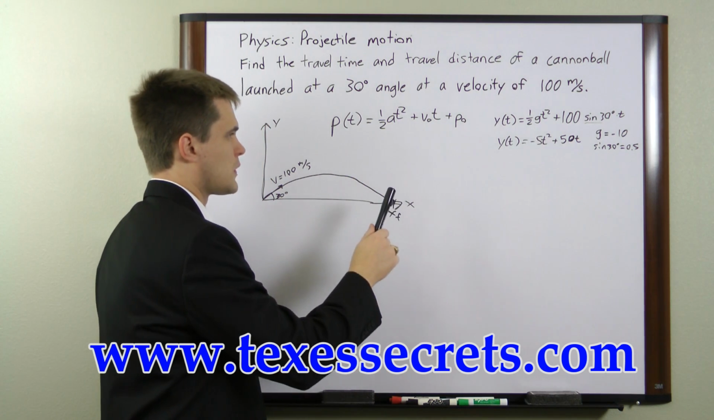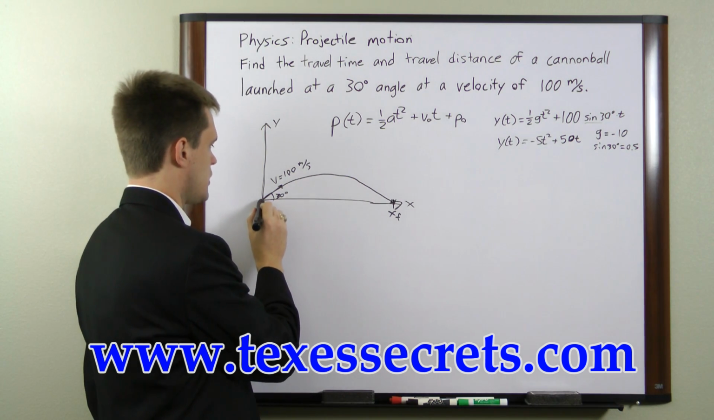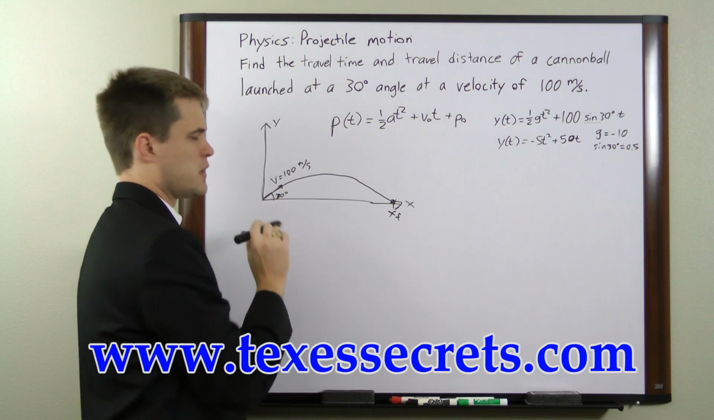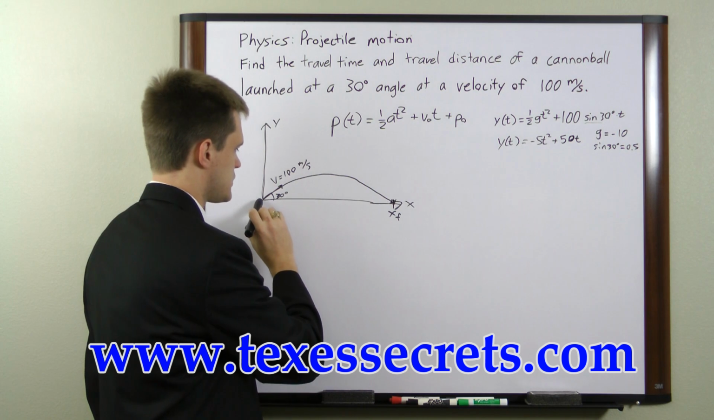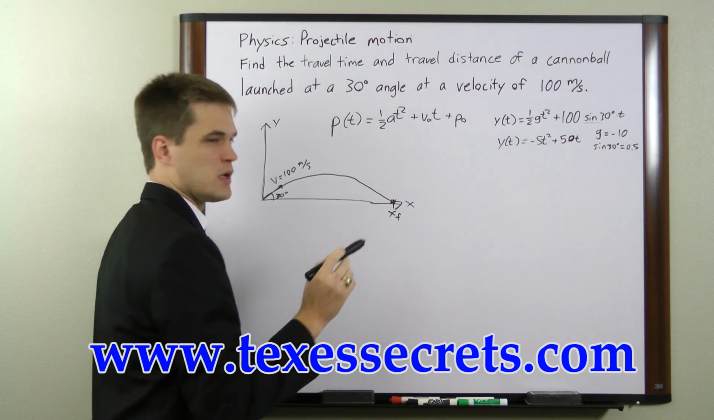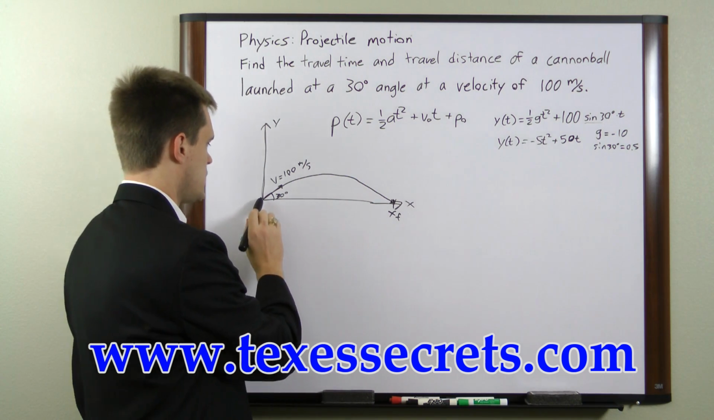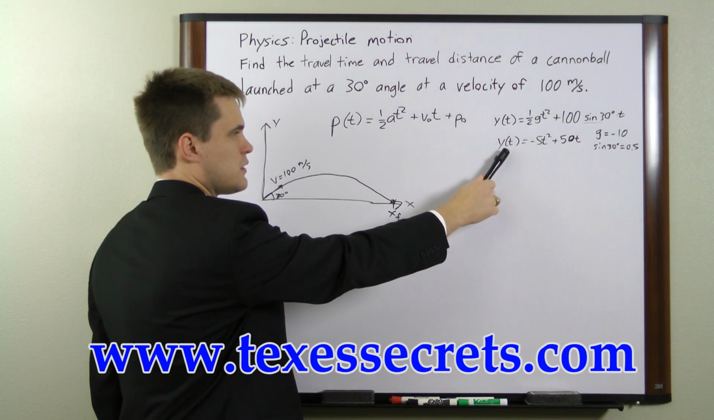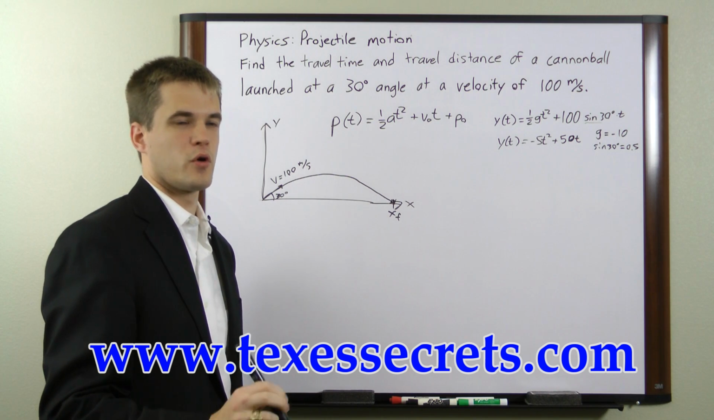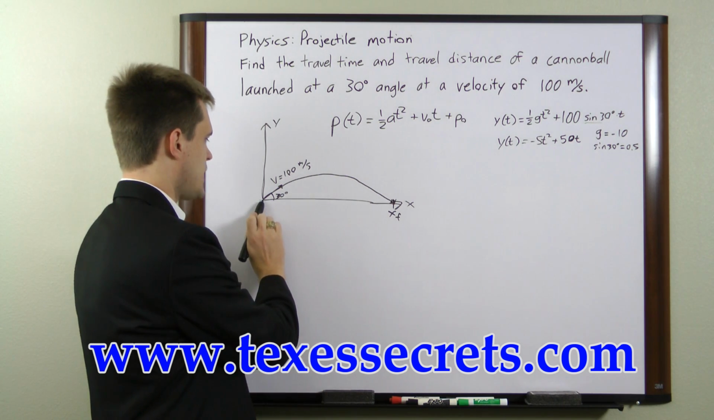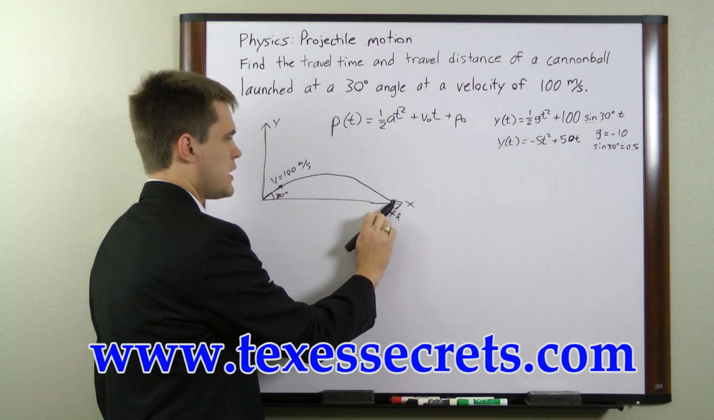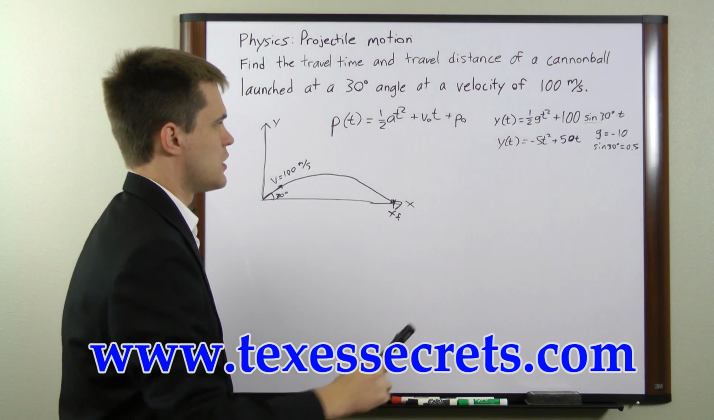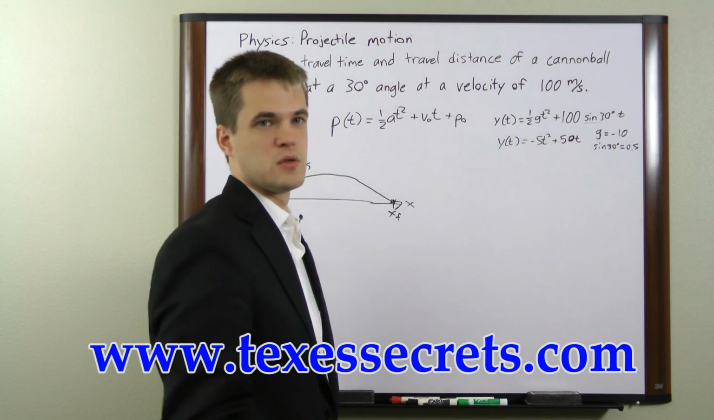Now, if you look at this picture here, the cannonball is at a position of y equals 0 at two places. Y equals 0 is essentially this line right here. It's at a coordinate of y equals 0, here when it's launched, and here when it lands. So if we set this position equal to 0, we're going to have two solutions, one at time t equals 0, and one at our final time here, which is going to be the travel time. So we'll set this equation equal to 0 and see what we get.